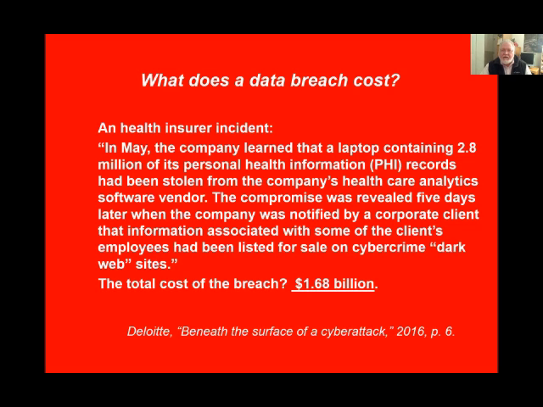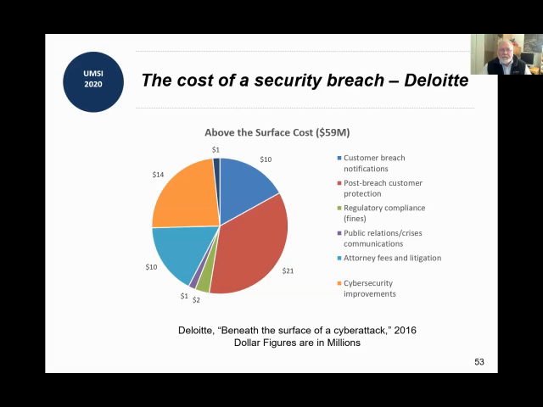So these, in fact, are material costs, and we'll take a look now at what the components of that are. Deloitte broke it down in terms of above the surface costs and below the surface costs. Again, similar to the iceberg analogy, what are the costs for the things above the waterline and those below the waterline that are less apparent. Here you can see 59 million are the above the surface costs related to this. You can see attorney fees and litigation as the light blue, as an example, and notifying all the customers, that's the dark blue.